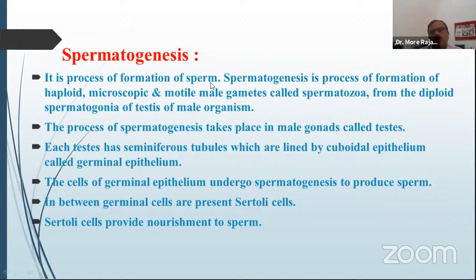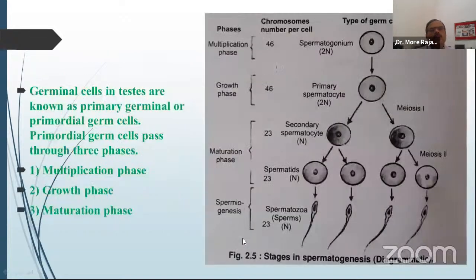Testes show the presence of seminiferous tubules, which are lined by cuboidal epithelium called the germinal epithelium. The cells of the germinal epithelium undergo spermatogenesis to produce the sperm. In between the germinal cells, Sertoli cells are present, and the Sertoli cells provide nourishment to the sperm.